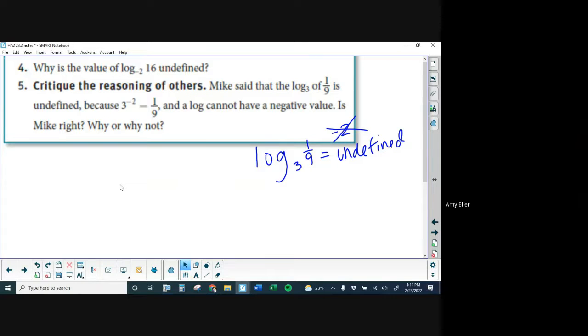Abby, what do you think? Is he correct? No. Why not? Because -2 isn't the base of the argument. Right. The base is 3. The argument's 1/9. That's okay. The answer can be negative. The answer is just the exponent. So he is wrong. The base and the argument have to be positive. The result, or what is the exponent, the answer of the log, can be negative.